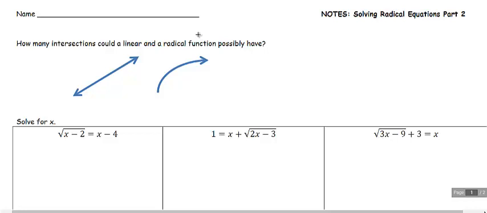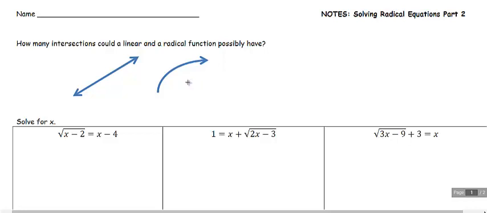Welcome back to solving radical equations, but this is now part 2, which means that we're going to get into some more complicated problems. Just so that we can sort out the weird things that are going to happen, I thought it would be a good idea if we started with some graphs. When we're solving radical equations, we're really finding when a line, whether a diagonal line with a positive slope or a negative slope, or even just a horizontal line with a zero slope, how many times that line intersects a radical function graph like this.